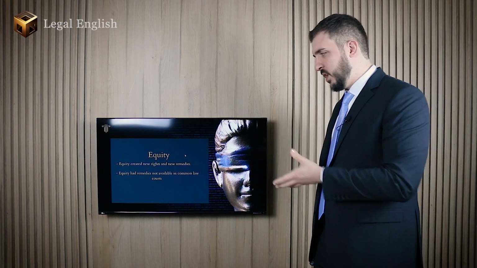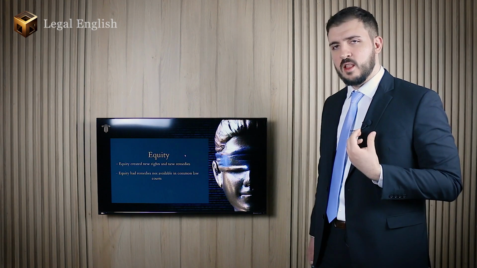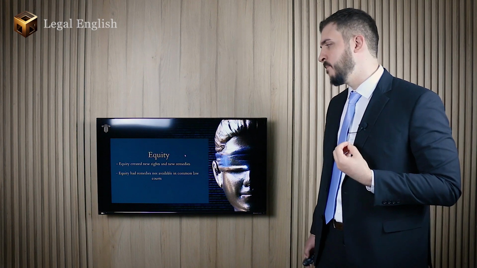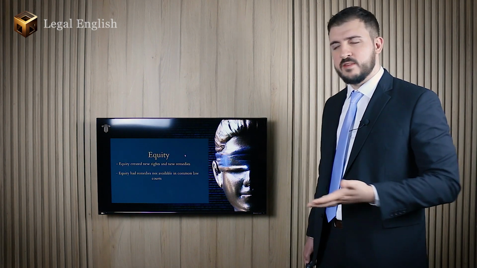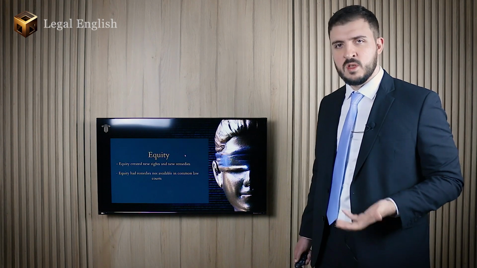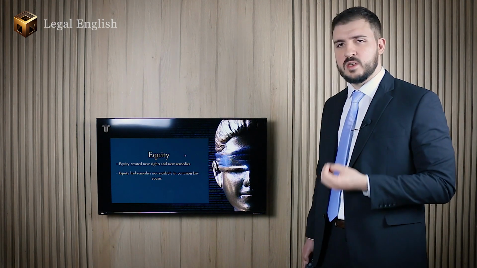So equity helped create the law when common law was insufficient. It assisted the law, but it didn't create the law. It came in basically to fill in gaps. And you're going to see that when we study the 7th Amendment of the American Constitution and when we deal with civil procedure in the United States.